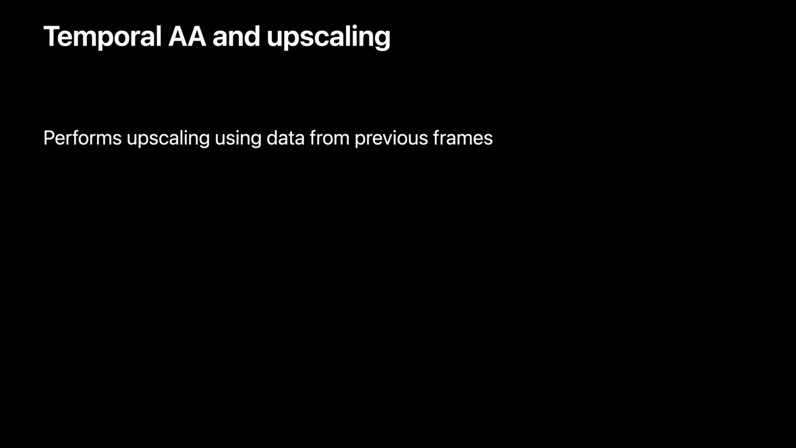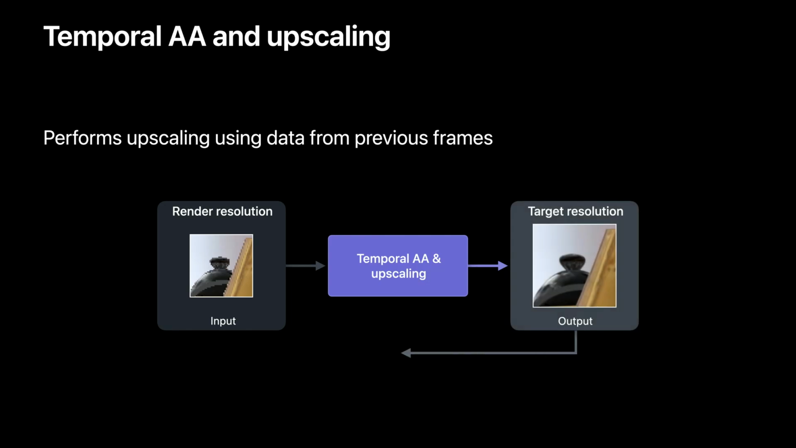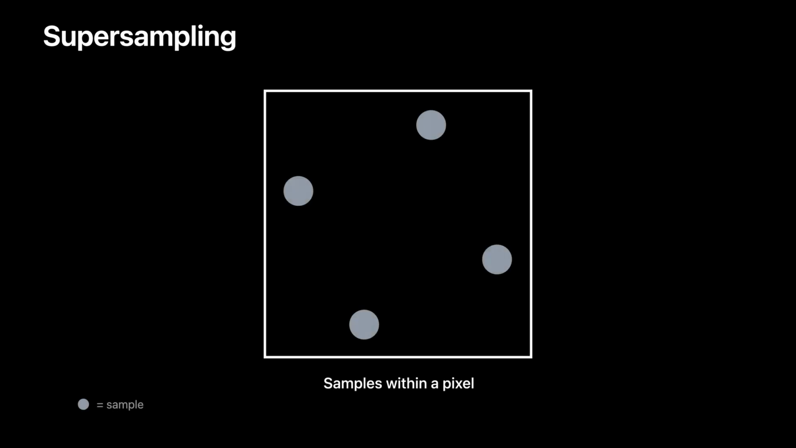Temporal AA and upscaling is a technique that uses data from previous frames to produce high-quality upscaled output. This means the output of upscaling from the previous frame will be used as one of the inputs for the current frame upscaling. To better understand why temporal AA and upscaling requires data from the previous frames, I'll first review the concept of supersampling. In supersampling, multiple samples are calculated per pixel, which is then integrated into a single pixel value. The more samples that we integrate per pixel, the better the result will be. However, it comes at a great cost to calculate multiple samples per pixel within a single frame.